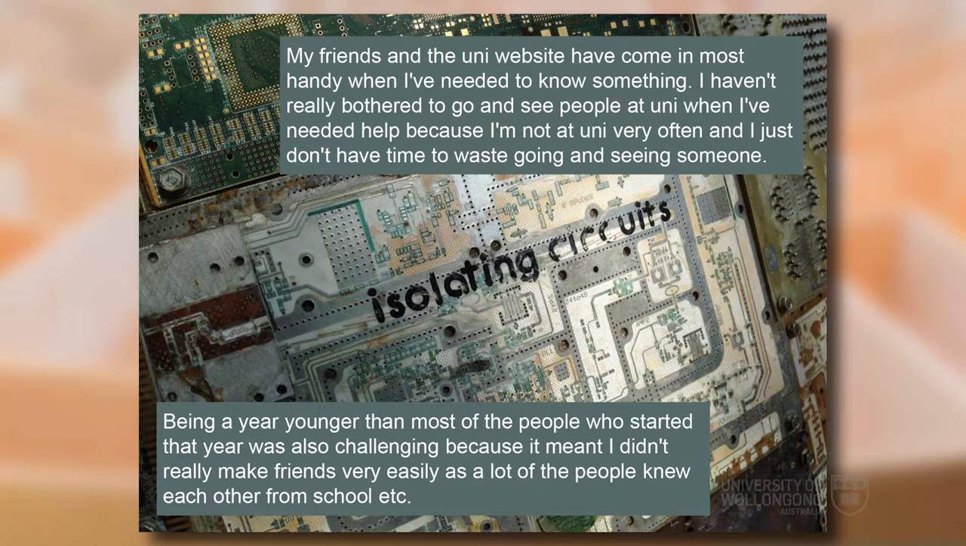Again, friends, but sometimes that doesn't always work out because your friends aren't necessarily always doing the same thing as you. So a student who came much younger than all his other friends didn't have a network when he came here, and he felt that isolation all the way through. But critically, again in relation to help-seeking behaviour, "I never bothered to go see people at uni when I needed help because I'm not here very often."